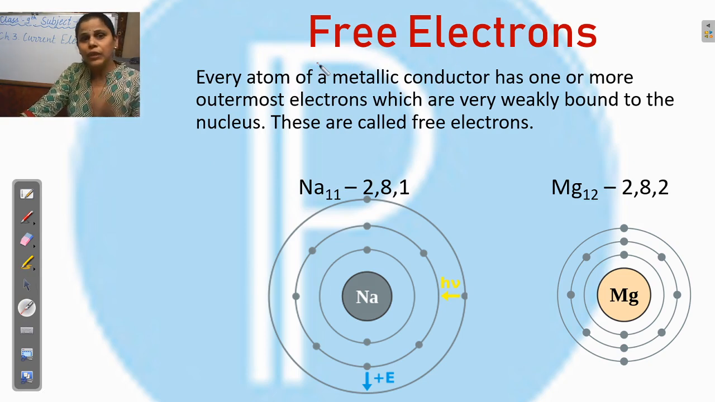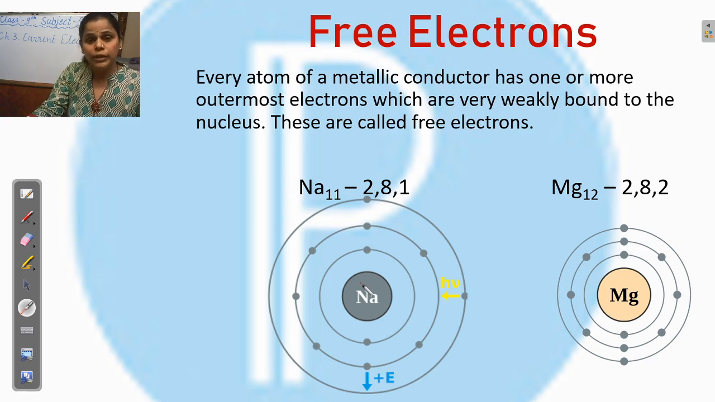Free electron means every metallic conductor has one or more outermost electrons. Every metallic conductor, that means the atom, has one, two or three electrons in its outermost shell, so they show the metallic property. These outermost electrons are very weakly bound to the nucleus. These are called the free electrons.